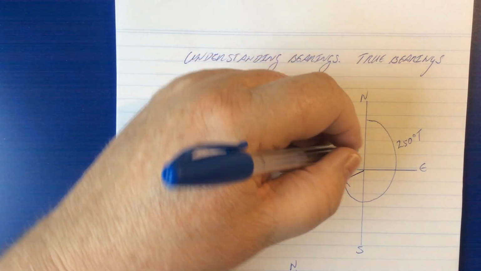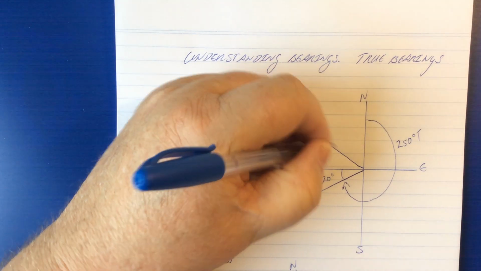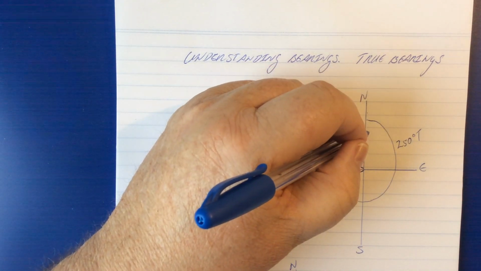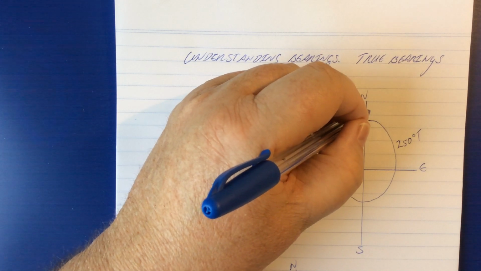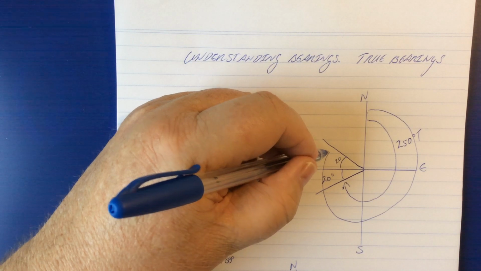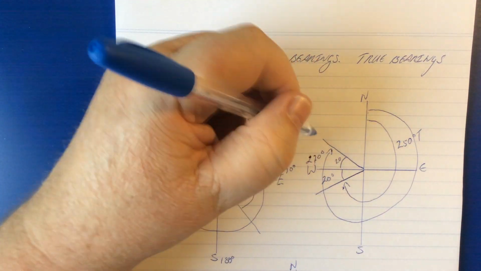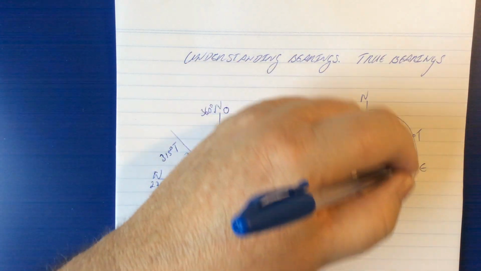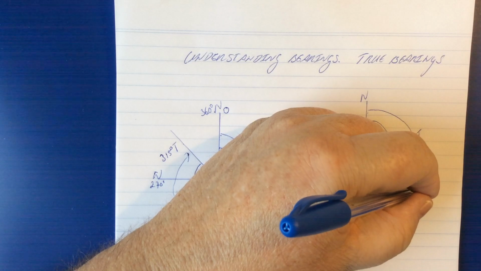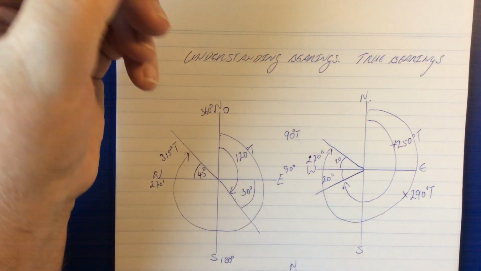So if we did the same thing here and this were 20 degrees, I'll see if I can get this fitted in here. It's a little bit awkward, but if you can just follow that, this would be 270 degrees plus 20, and it would be 290 degrees true. Again, always measured from north, where this is 0.